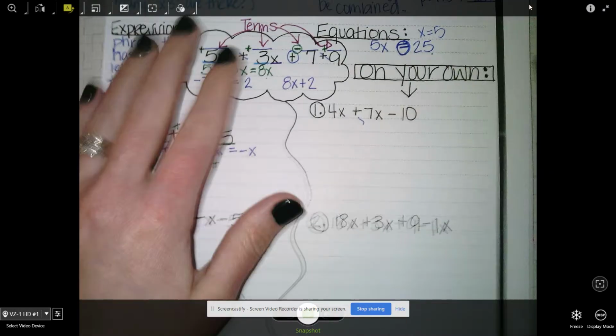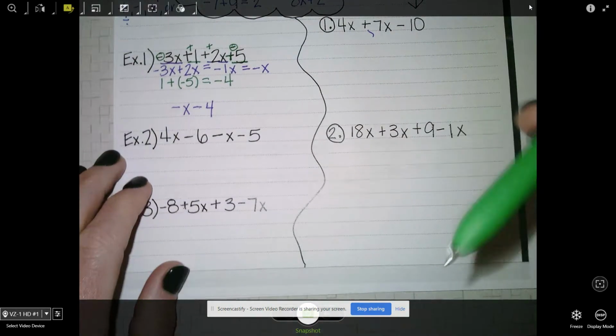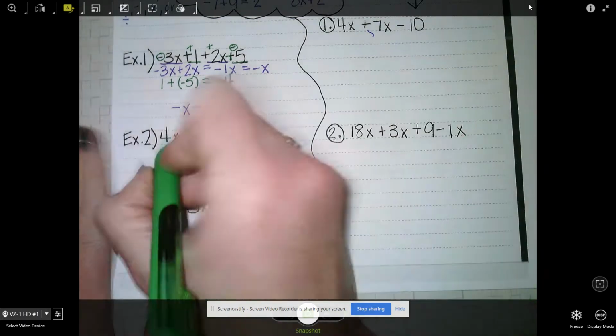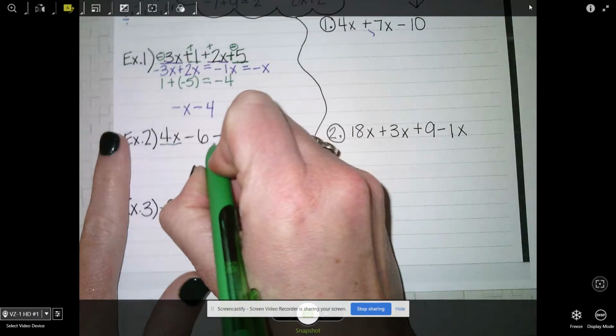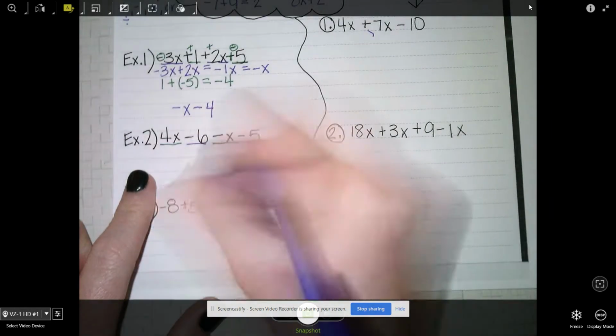Okay, guys, we're going to finish our notes on the second video. So we are going to be on example 2 and 3. Okay, so in example 2, we're going to go through and figure out who our like terms are. We have 4x, and we have this negative 4x, and then we have negative 6, and we have negative 5.